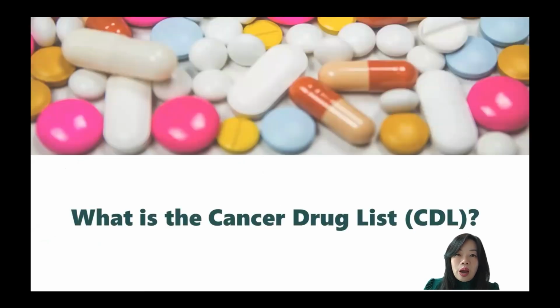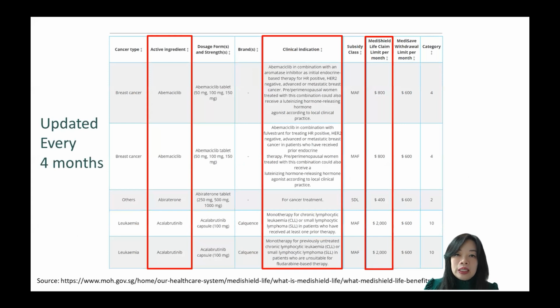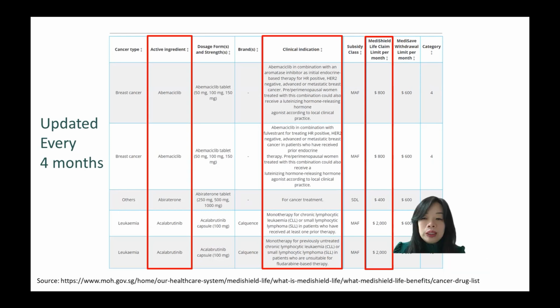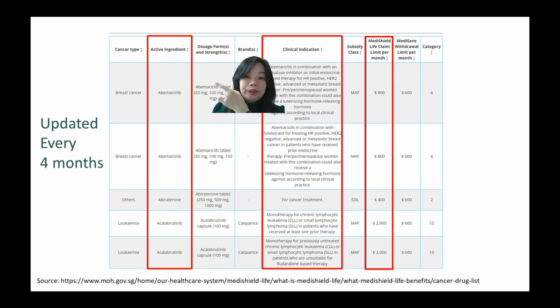Okay, so now what is the main thing about the cancer drug list that you actually need to take note of? So basically, if you were to Google cancer drug list, you will see under the MOH website, there's this list. You can scroll down the whole list of the cancer drug list over at the website. So over here, I'll just go through how to read the drug list.